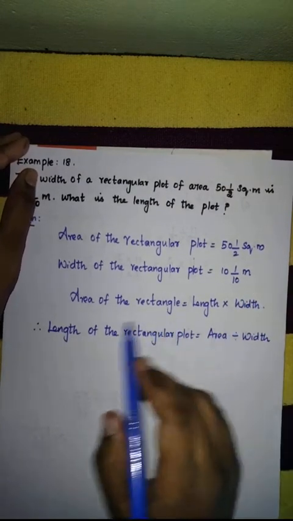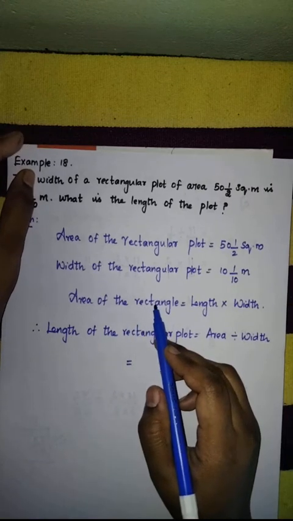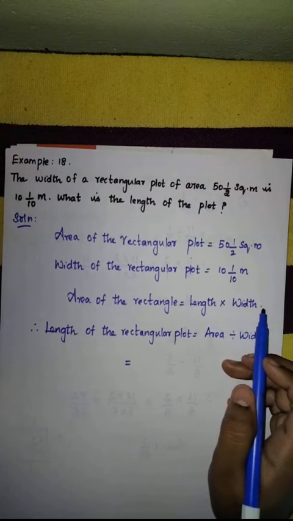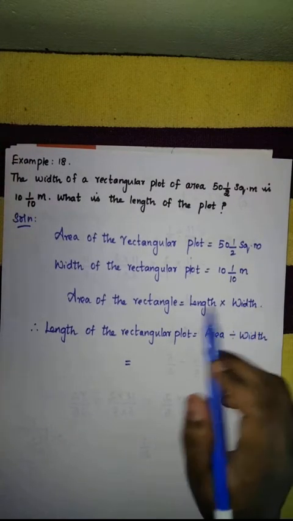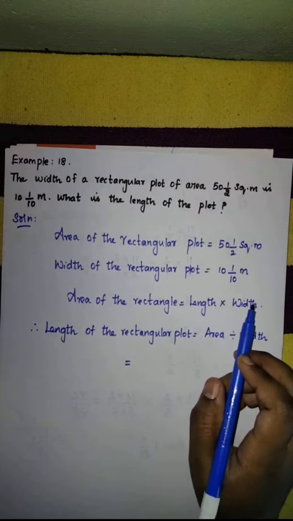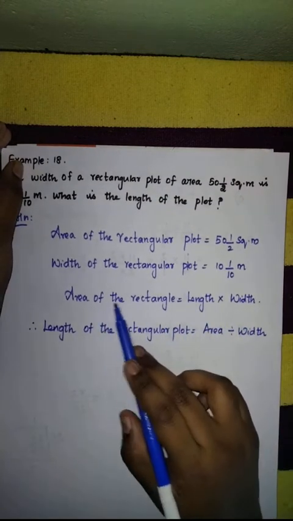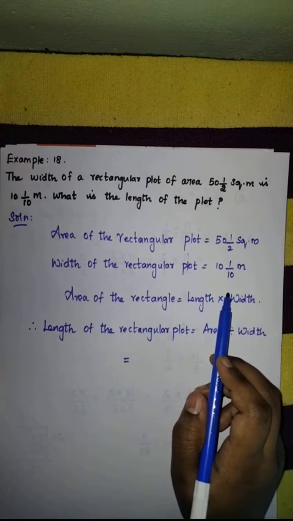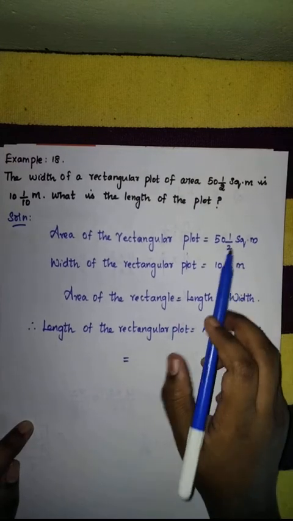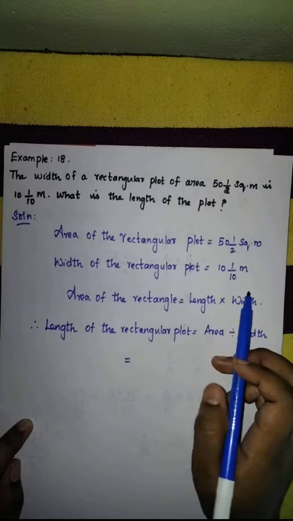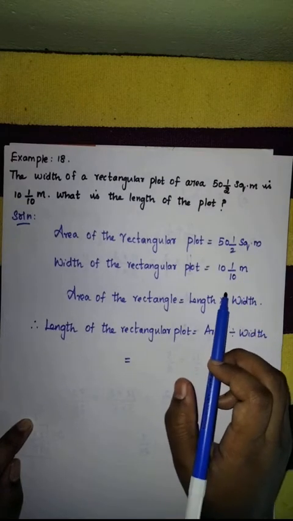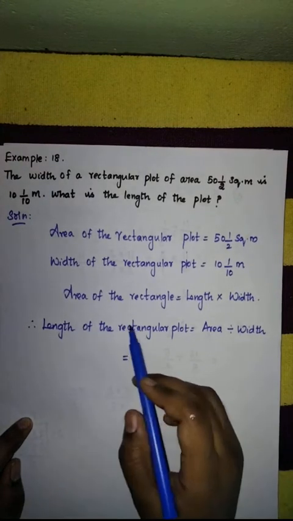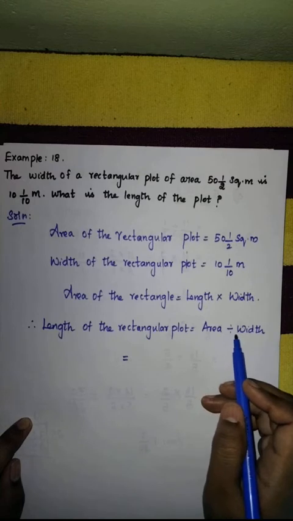We all know the formula for the area of a rectangle. What is it? Yes, very good: length into width, or length into breadth. So we know the values for area and width, and we are going to find the value for length. So the length of the rectangular plot is area divided by width.